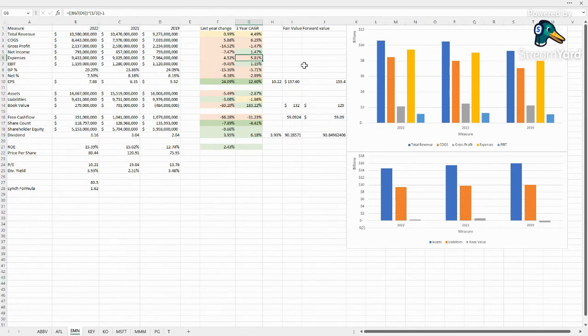Expenses have been rising 5.8%. The EBIT has been rising 1.2%. Gross profit declining 5.7%. Net profit percentage declining 2.9%, and EPS, the earnings per share, have been climbing 12.6%.